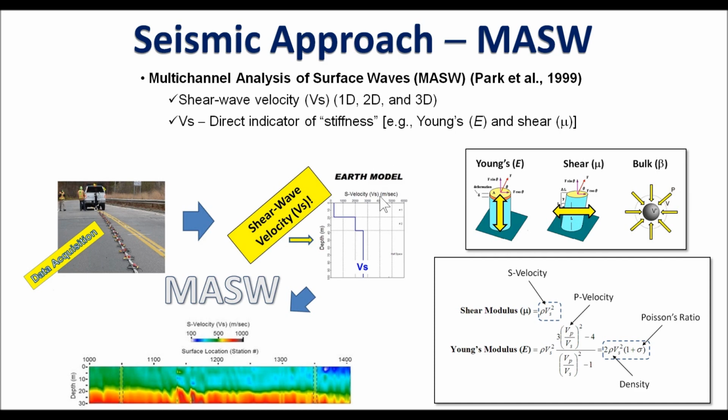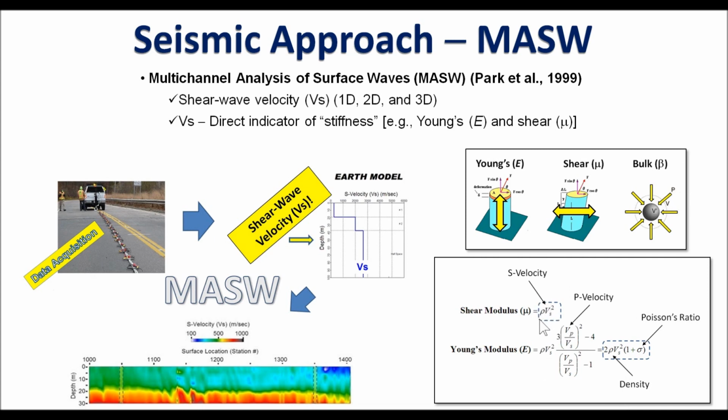Why it is so important is illustrated on the right side here. Whenever we are talking about material stiffness, there are 3 parameters or 3 moduli. Among them, these first 2 are most commonly used. One is called Young's modulus. The other one is called the shear modulus. And here are defining equations for each modulus.